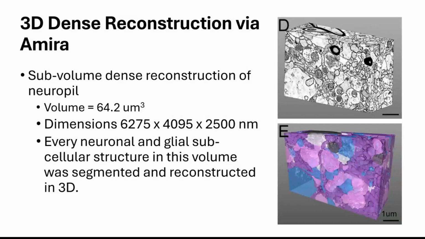So the first thing that we did was to complete a dense reconstruction of a subvolume, and we did this using the Amira software that is Thermo Fisher's. That's the size of the subvolume that we densely reconstructed, the dimensions, and this is the actual volume shown in panel D, and the color-coded reconstructions shown in panel E. So for example, myelinated axons were in gray, and you can see the one at the top and find it directly there in the dense reconstruction.